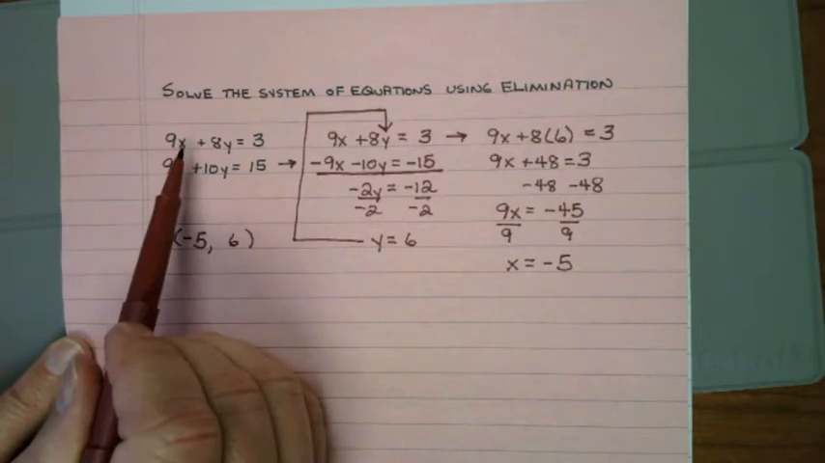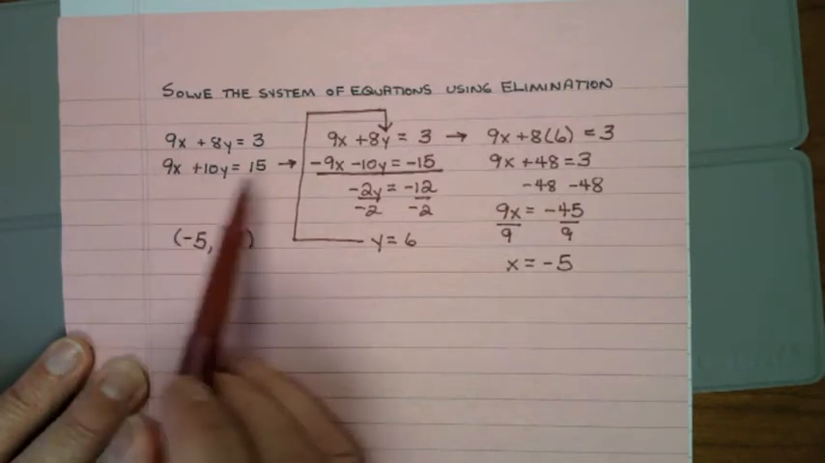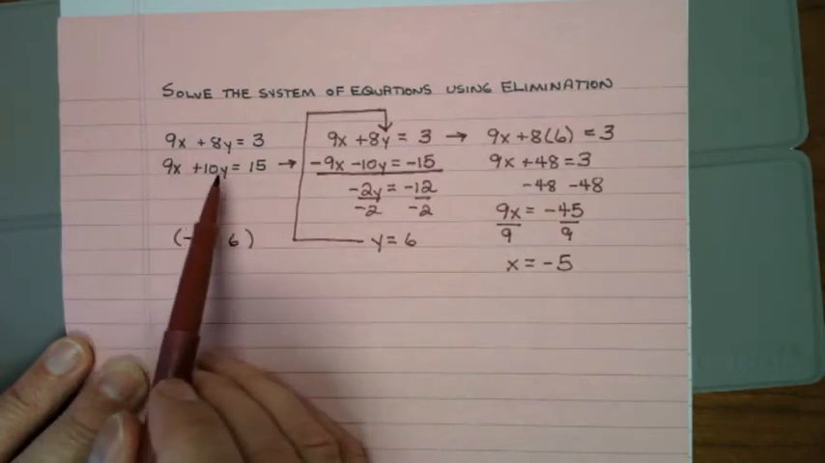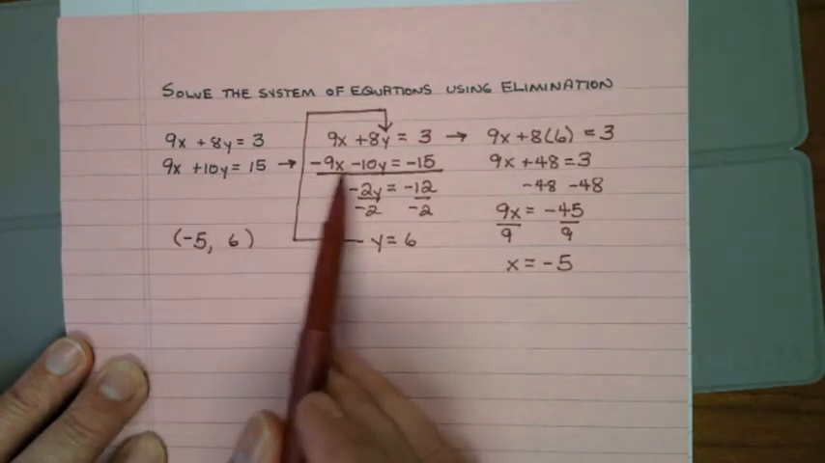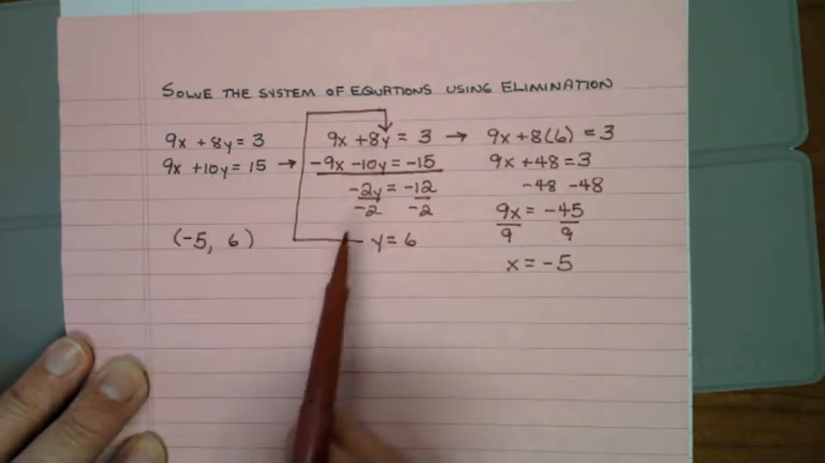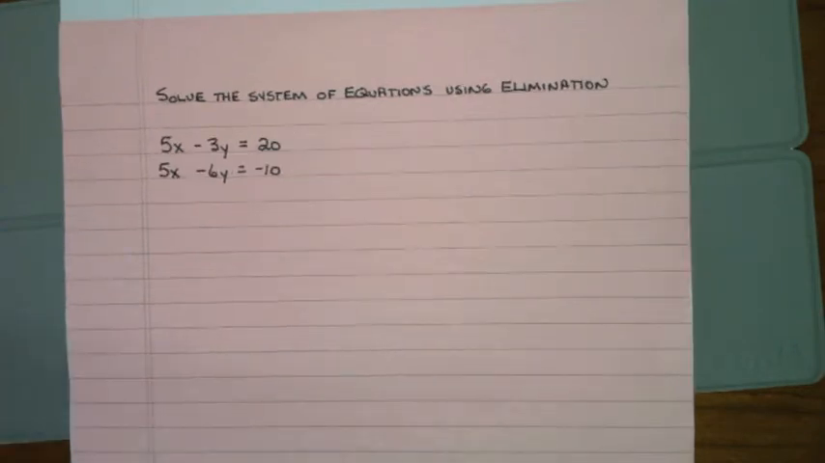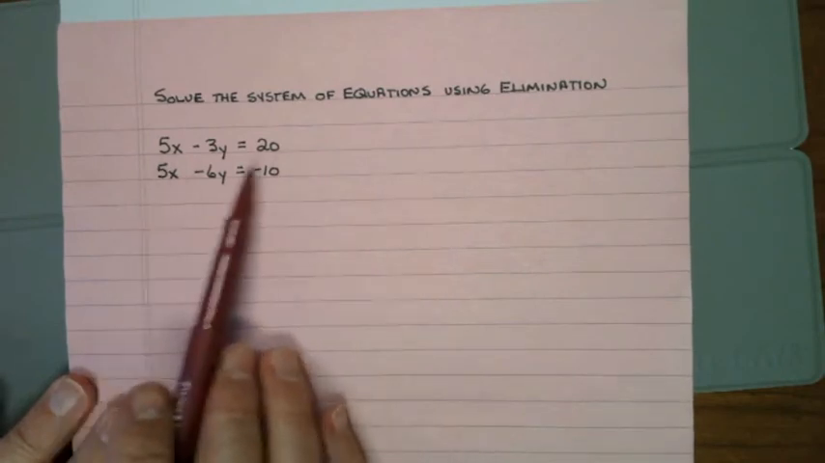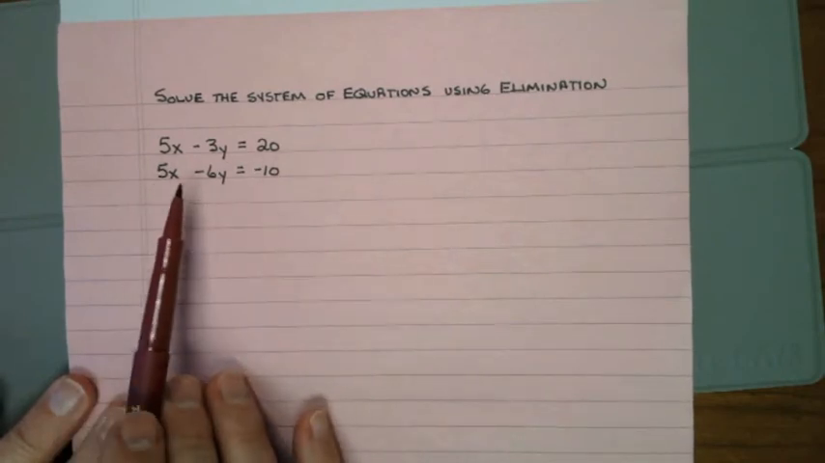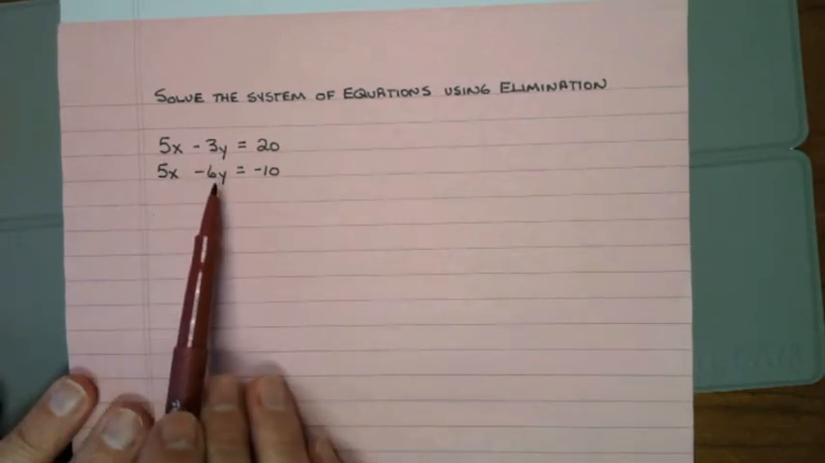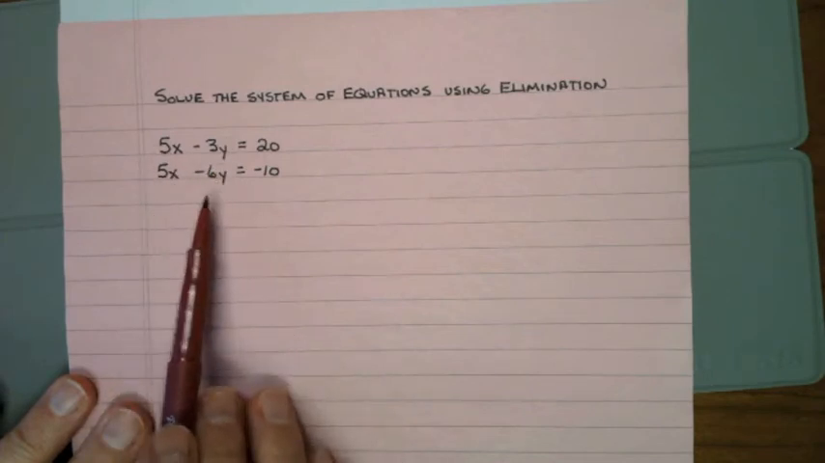If you try to use elimination, you try to push these two together and one of the variables is not eliminated, then change the sign of the bottom one and then go through the process of pushing them together, just like the other ones. Let's try another example of that. I need to use elimination to solve this system. So the very first thing I want to do is I'm going to try to push this together and see if one of these variables is eliminated.